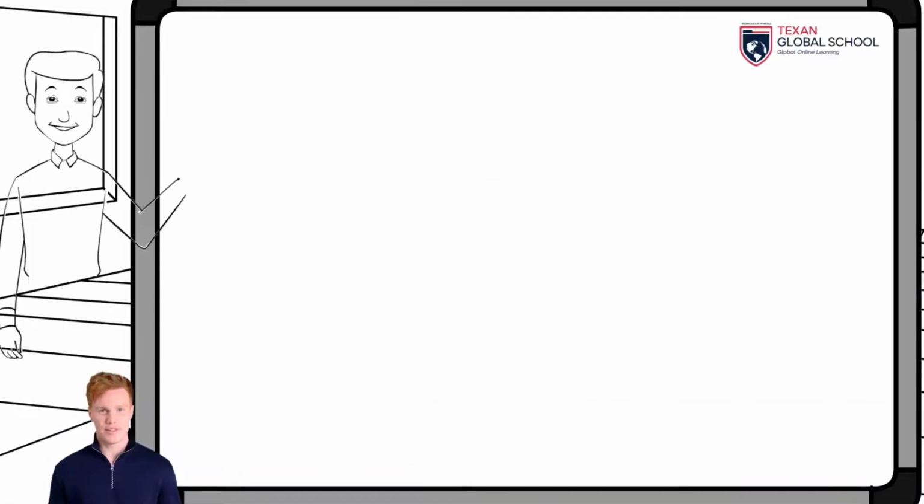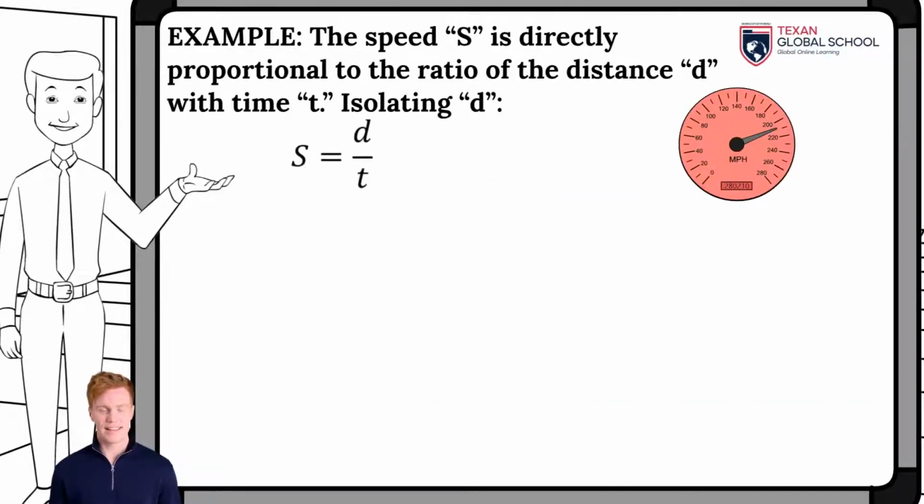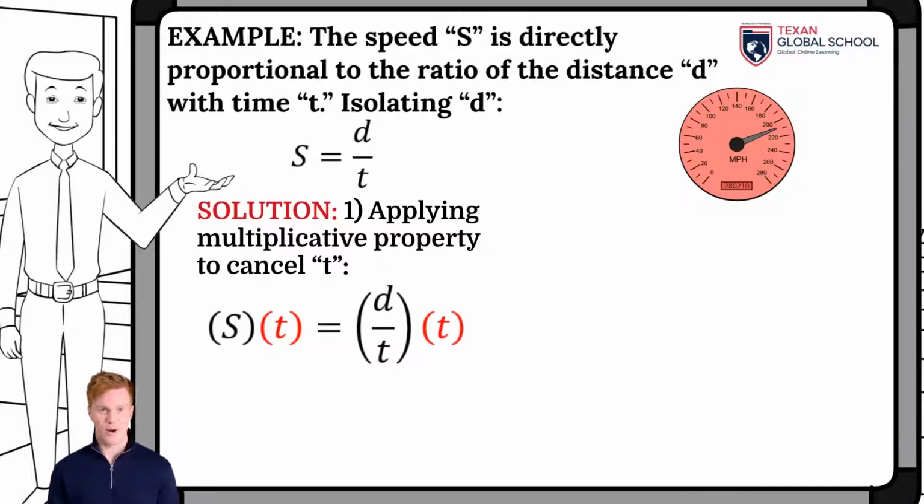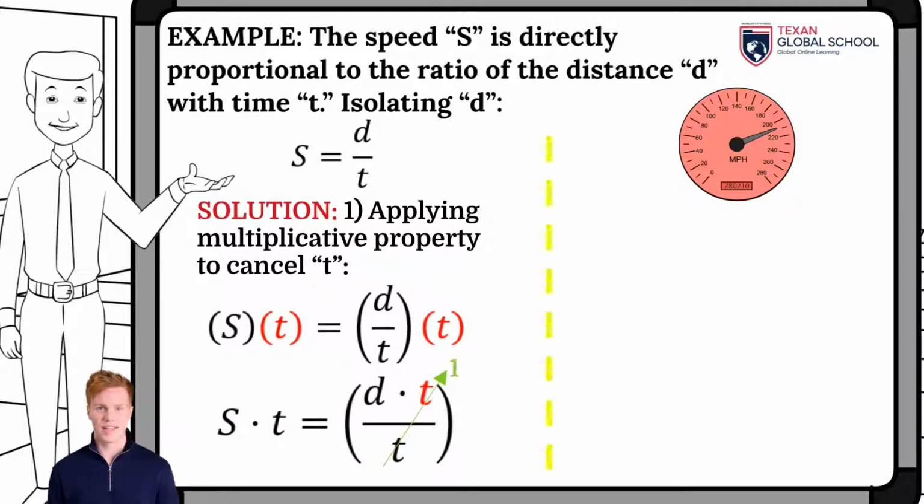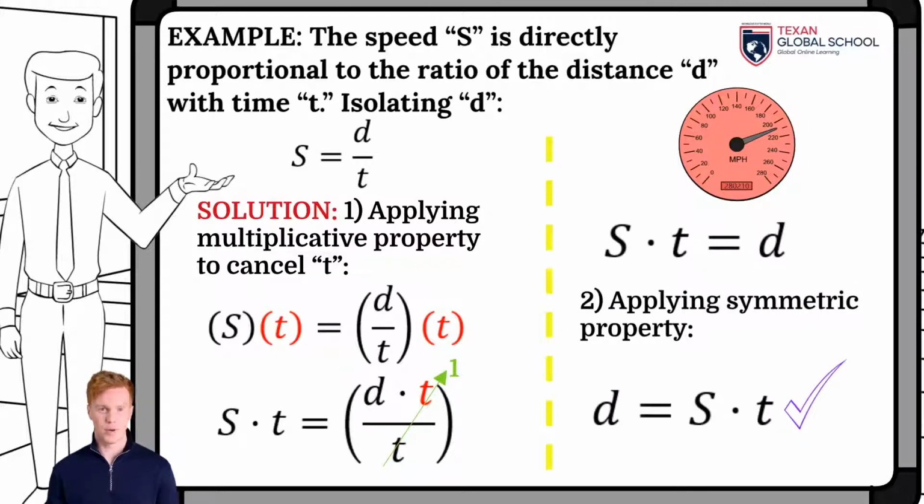Let's look at the first example. In physics, it can be verified that the speed s is directly proportional to the quotient of the distance d with the time t. We will isolate the distance d. Hence, we start by applying the multiplicative property to cancel the time t. This implies multiplying both members of the equality by t. As we can see, t over t on the right member is 1, and applying the symmetric property, we obtain that the distance d is equal to the speed s times the time t.